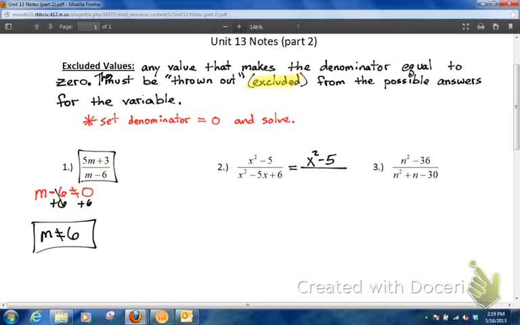The denominator, though, setting up my t-chart here, trying to find factors of 6 that make negative 5, I'm going to say negative 6 and 1. So my denominator factors into x minus 6.